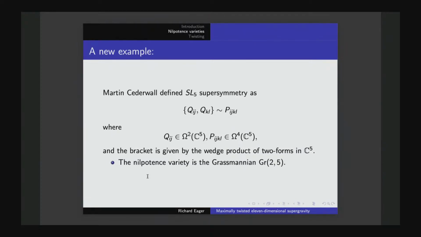It's a very nice toy example which illuminates many properties of nilpotence varieties and multiplets. You take the supercharges Q to be 2-forms on C5, and the generalized momentum to be 4-forms on C5, and the super bracket is just going to be the wedge product of the 2-forms, which will give you a 4-form. And then it's a fun exercise to see that the nilpotence variety is the Grassmannian 2-5.